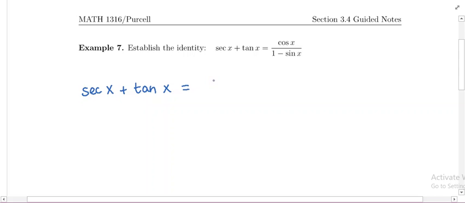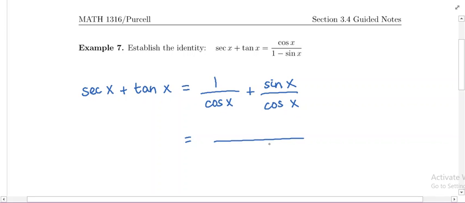If we try this here, secant of x is 1 over the cosine of x. And then we're going to add the tangent of x. Tangent of x is the sine of x over the cosine of x. Now we're left with two fractions that we're adding together, so we need a common denominator. And it's great because the fractions already have the same denominator. So our denominator is going to be cosine of x, and then to combine the numerators, we just add across the top. So we'll get 1 plus the sine of x.